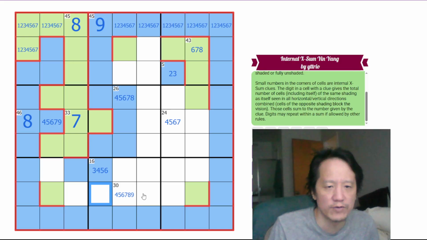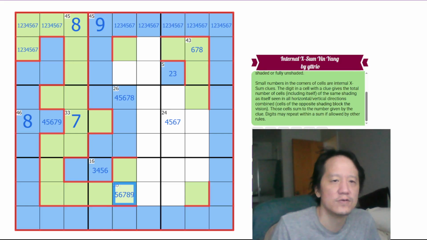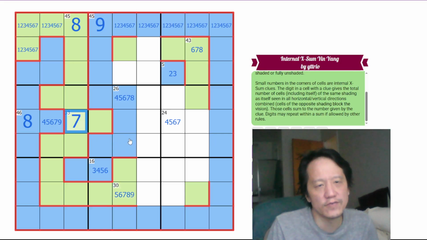If this were blue, that would force this to be green, but this would have to be 30 to add up to 30. This is a 2x2 area. This must be green. So this has to be a green. This must connect here to connect through. This has to connect through. Otherwise, it won't be able to be orthogonally connected to the rest of the green cells. This is blocked here. This is at least 5. So this is 7.